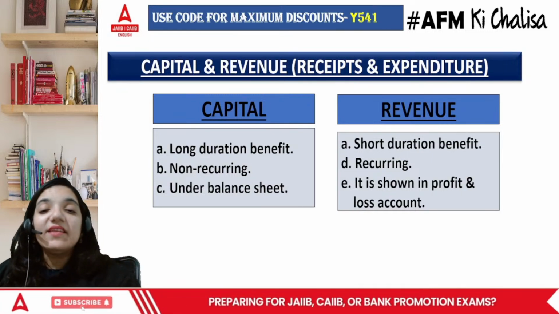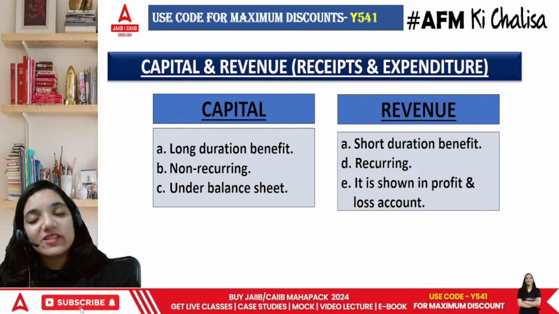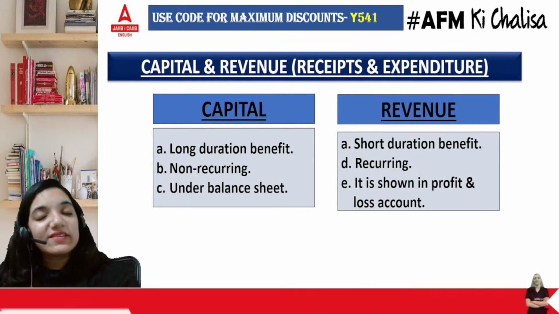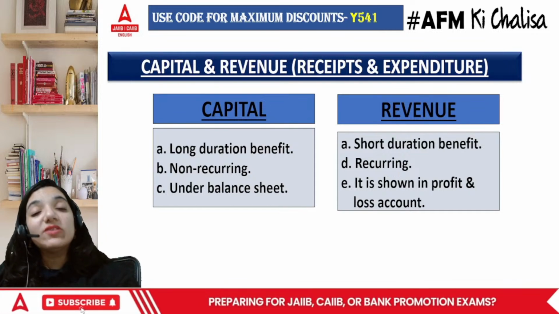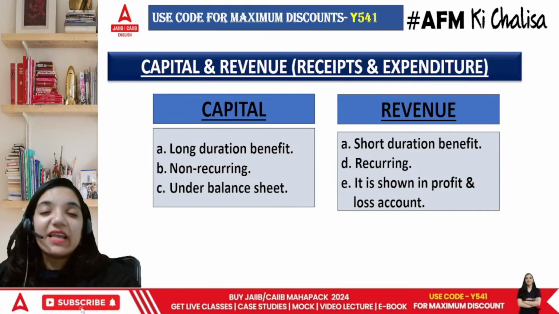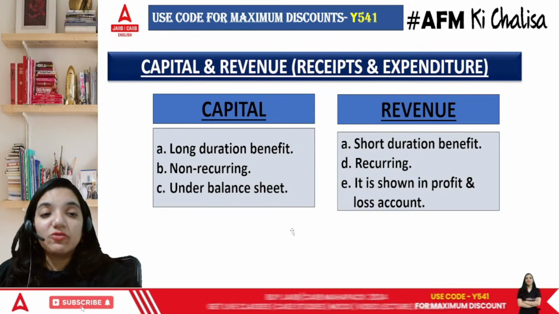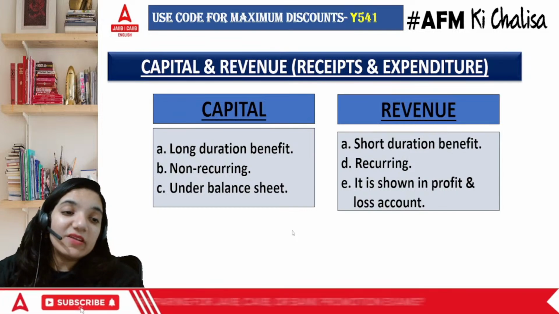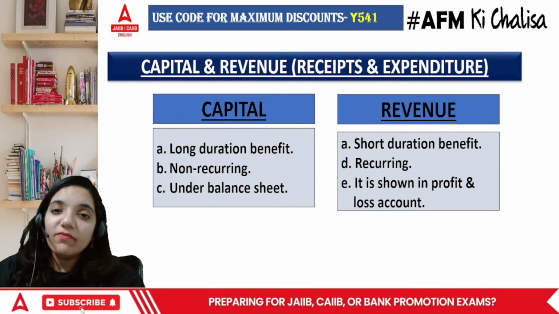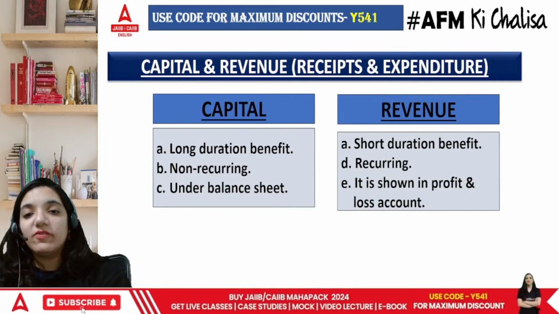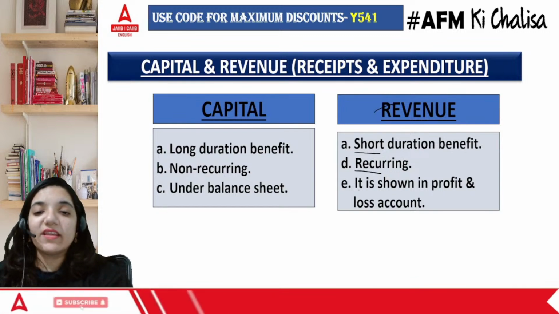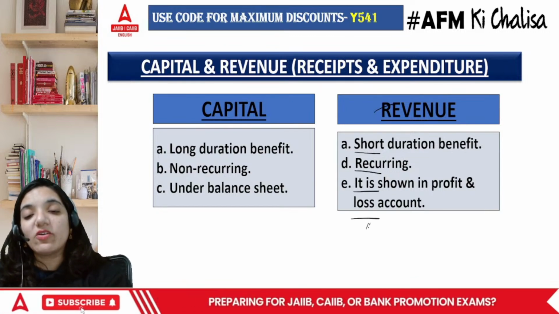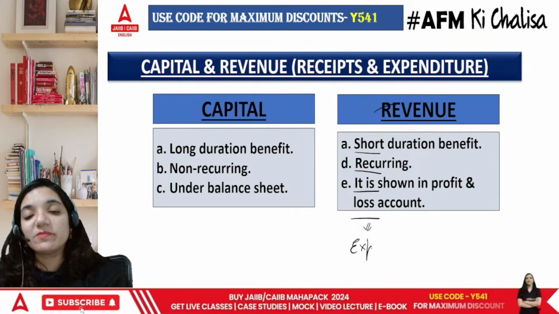You know? Then when we talk about revenue, this is day-to-day expenditure that we do. That is, this is recurring in nature. If I purchase goods, goods purchasing is my daily basis work, not something which I do once in a year. This is my daily basis work, you know, that is covered under the area of revenue. Short duration benefit, it is recurring in nature and shown in the profit and loss account either as an expense when we spent or as an income.